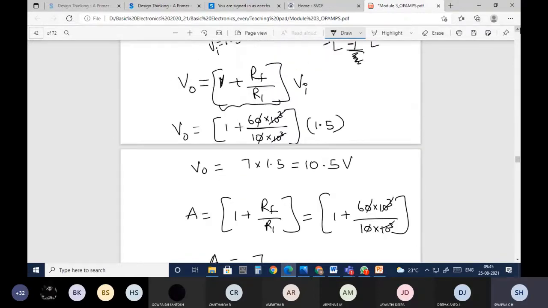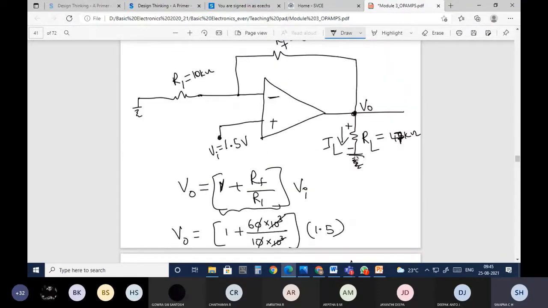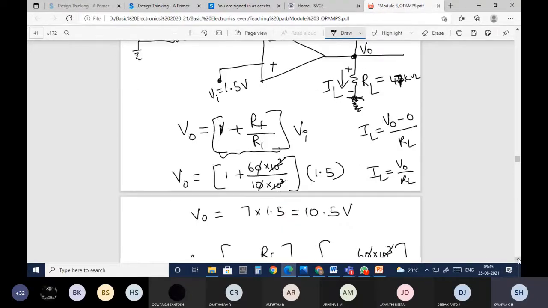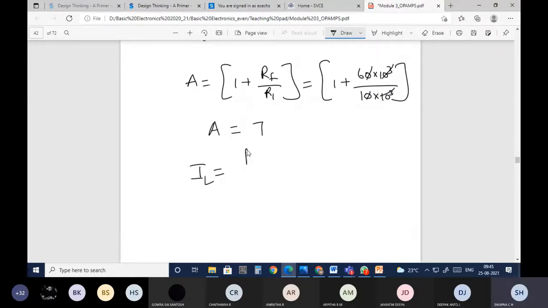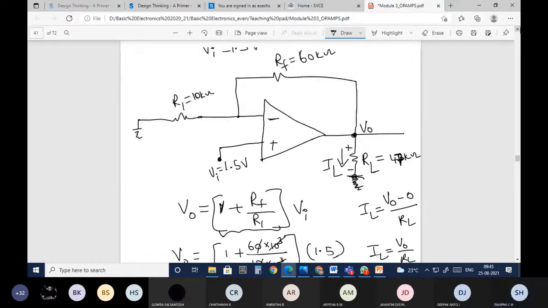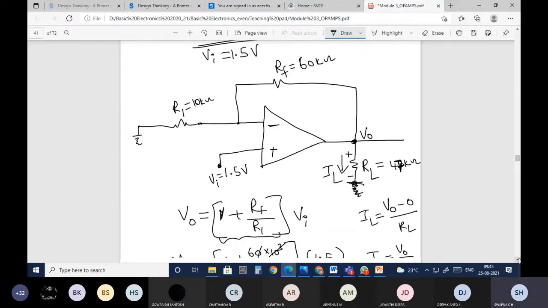So IL is equal to, with respect to the node voltages, this is V naught and this is grounded, in the sense 0. So IL is nothing but V by R. V with respect to the node voltages is V naught minus 0 divided by RL. So IL is nothing but V naught by RL. What is V naught? V naught value we have got as 10.5.